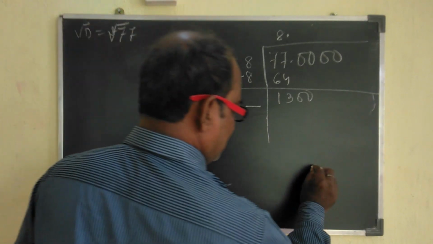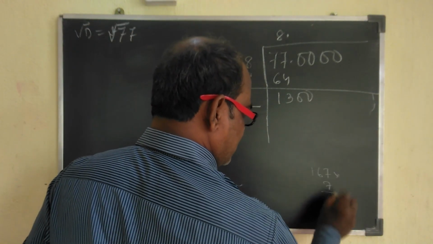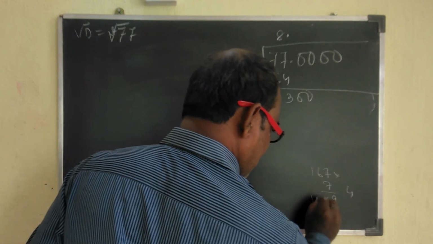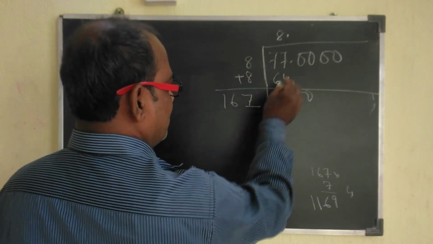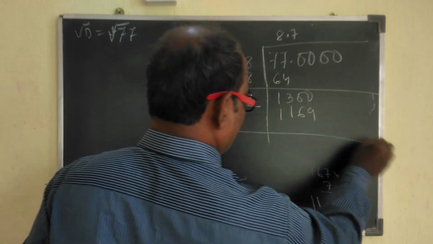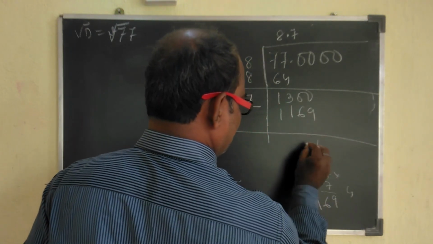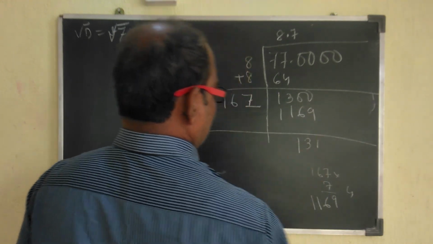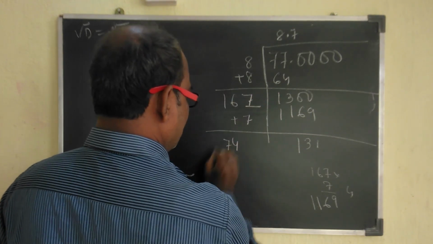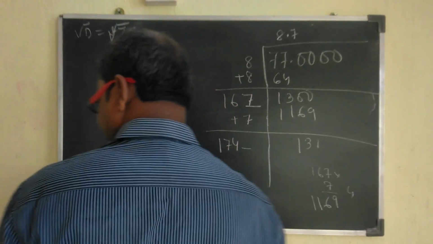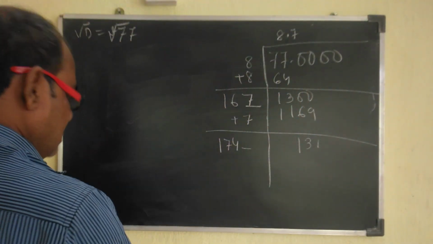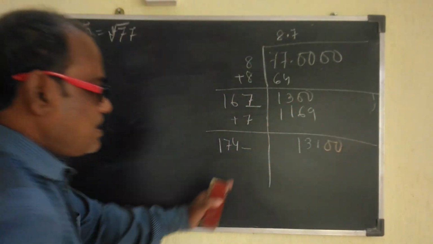So let us take 7, 167 into 7. 7 7s 49, 9 carry 4, 7 6s 42 plus 4, 46, 6 carry 4, 7 1s 7 plus 4, 11. So you write 1169. So you have written here 7, add 7, you get here 14, 7, make again a space here. Bring these two zeros here. So let us try again with 7.